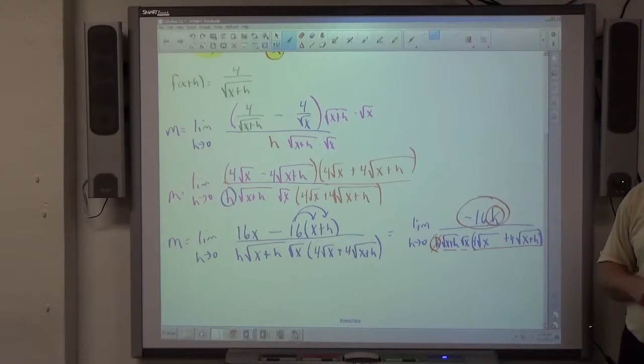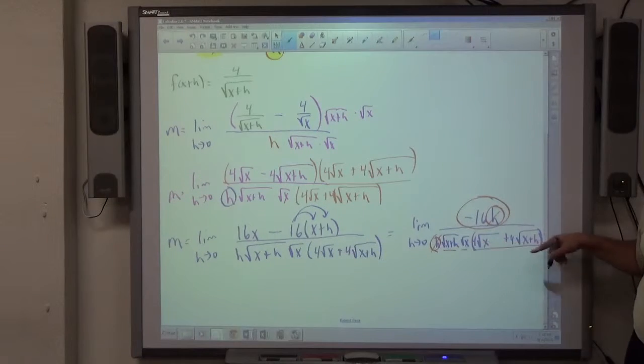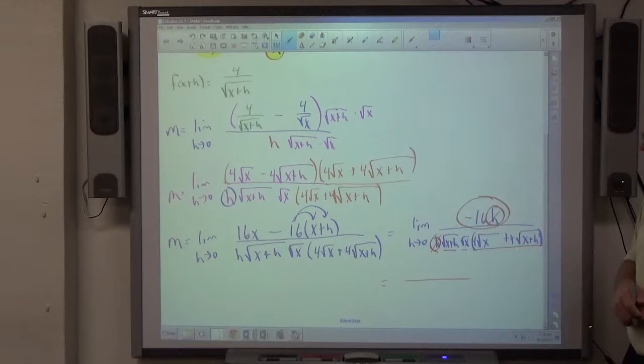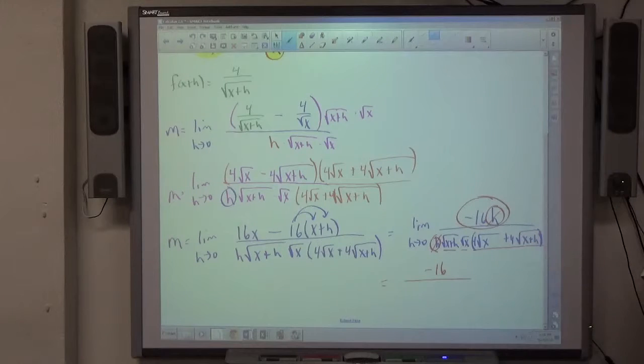H has disappeared. So finally, if I put 0 in, I'm no longer going to get 0 on the bottom. I'm going to get this big mess on the bottom. At least it's not 0. So, if I substitute my 0 in now on top, what do I get? Negative 16, very good. There's a number on top. Substituting 0 has no effect on that number, it's going to be that number.